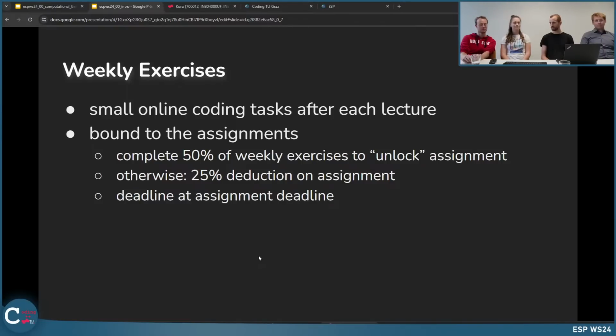Any other questions in the chat? What exactly you're allowed to use, you can always read on our course website, and I think we'll explain it again when releasing the assignment.